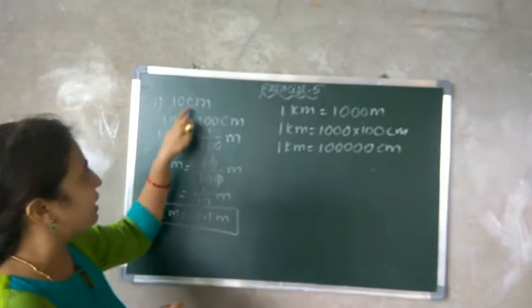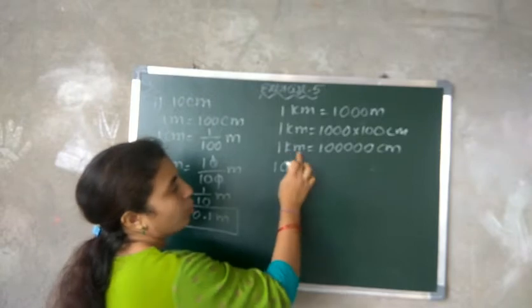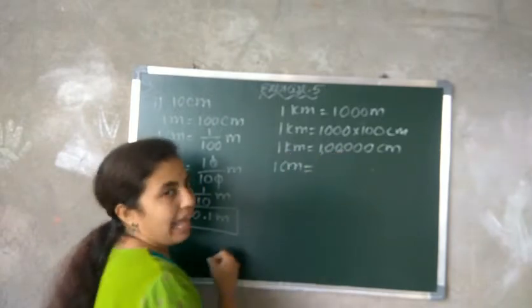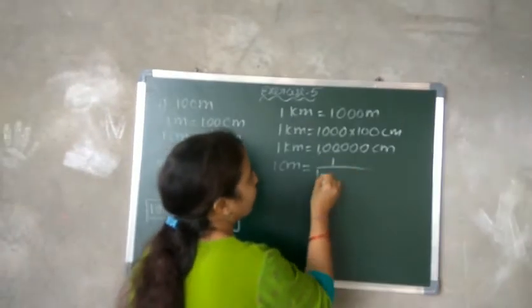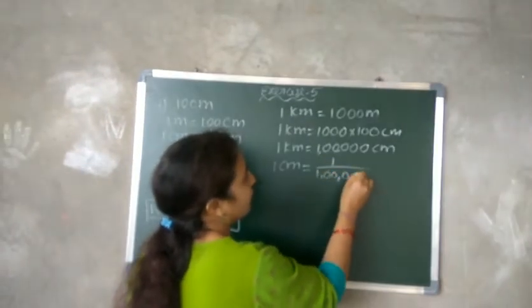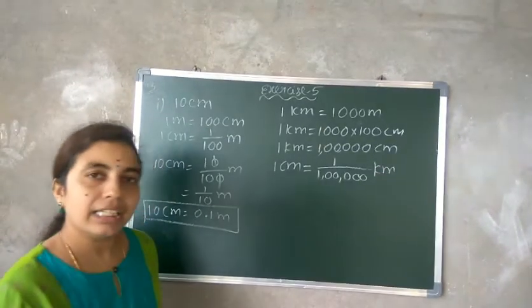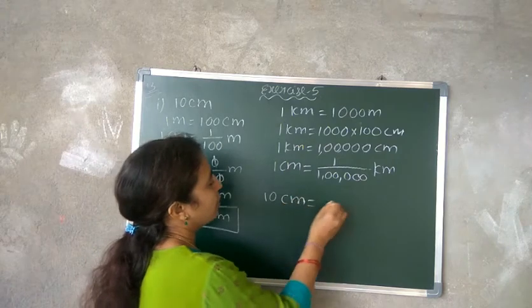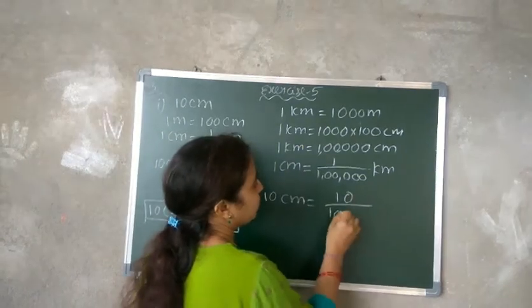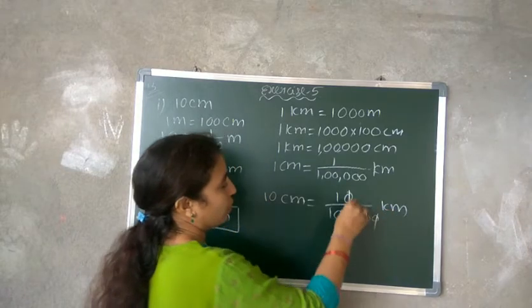Here they have given centimeters, so write it in centimeters. 1 kilometer is equal to 1 lakh centimeters. Then 1 centimeter is equal to 1 by 1 lakh kilometers. But here they have given 10 centimeters, so 10 centimeters is equal to 10 by 1 lakh kilometers. The zero will get cancelled.